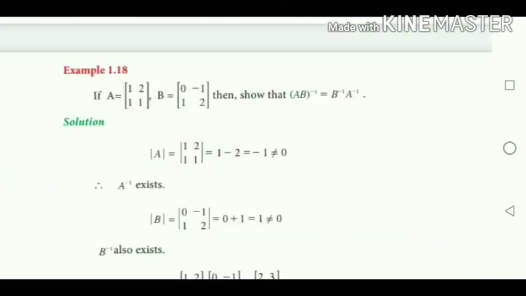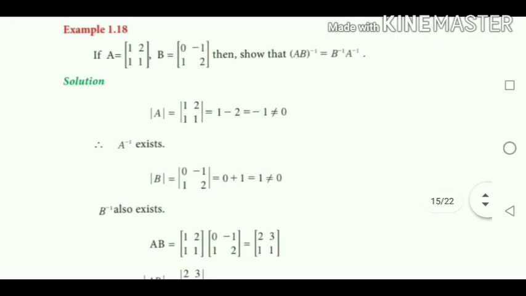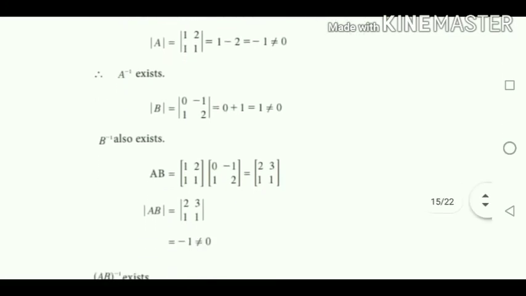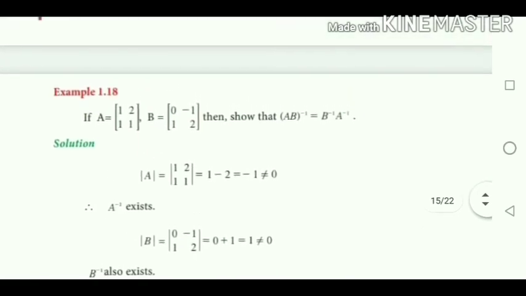Okay, example 1.18. A equal to [1, 2; 1, 1], B equal to [0, minus 1; 1, 2]. Then show that (AB) whole inverse equal to B inverse into A inverse. So the determinant of A: first take A equal to [1, 2; 1, 1]. Cross multiply it: 1 into 1, 1 minus 2, so you are getting minus 1. So the determinant of A does not equal 0. Therefore A inverse exists. Likewise you have to find for B. The determinant of B equal to 1, which does not equal 0. So B inverse exists.